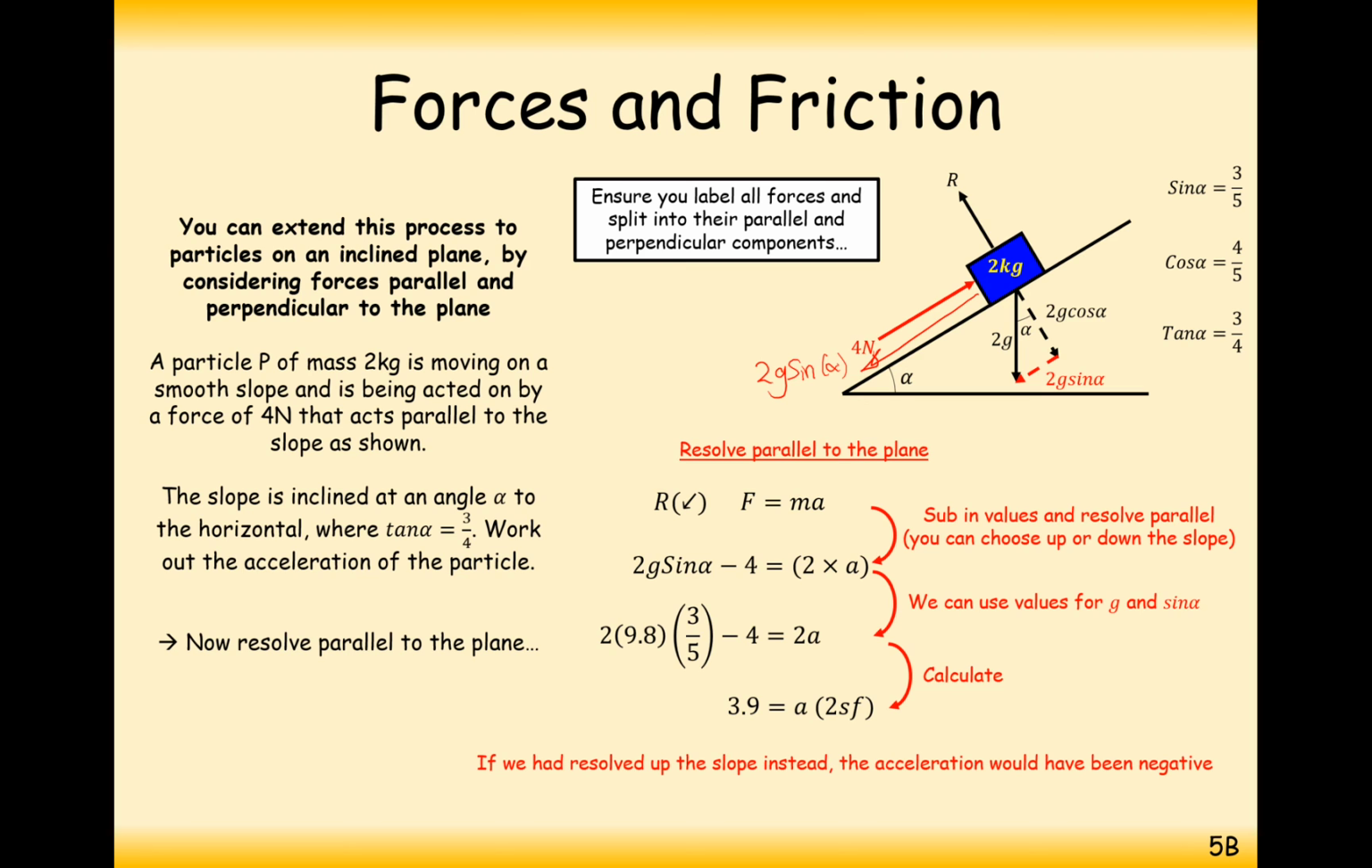Okay, so there we are. If we had resolved up the slope instead, we'd have had a negative acceleration, so you could have just reversed the acceleration and taken away the negative there.